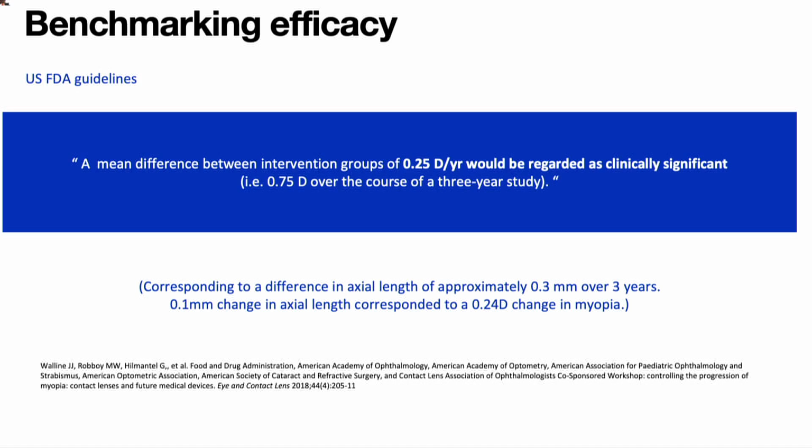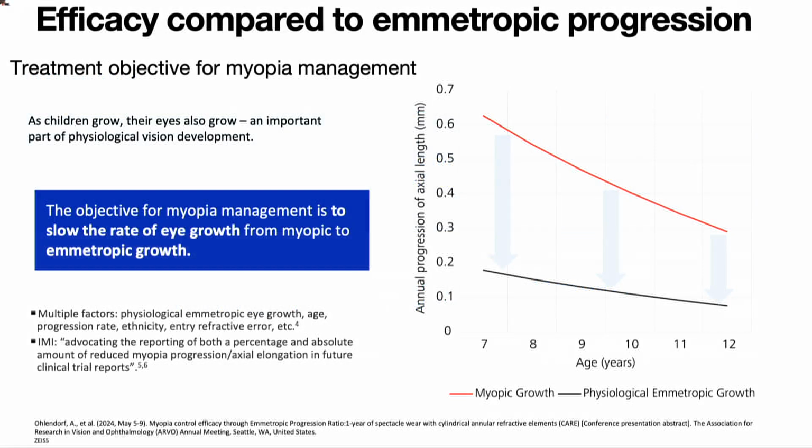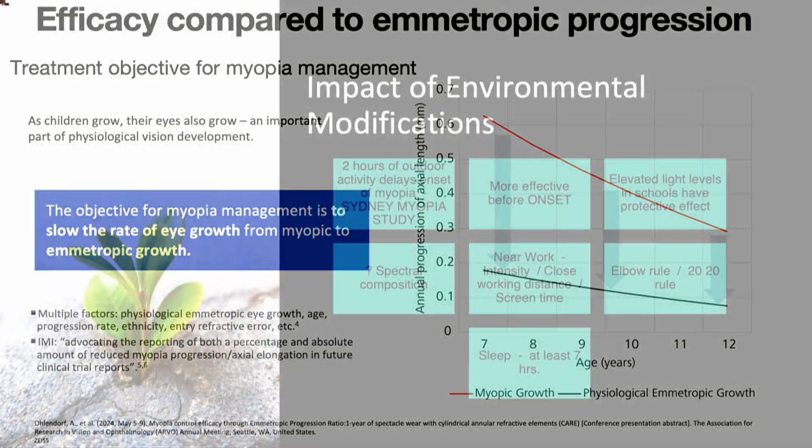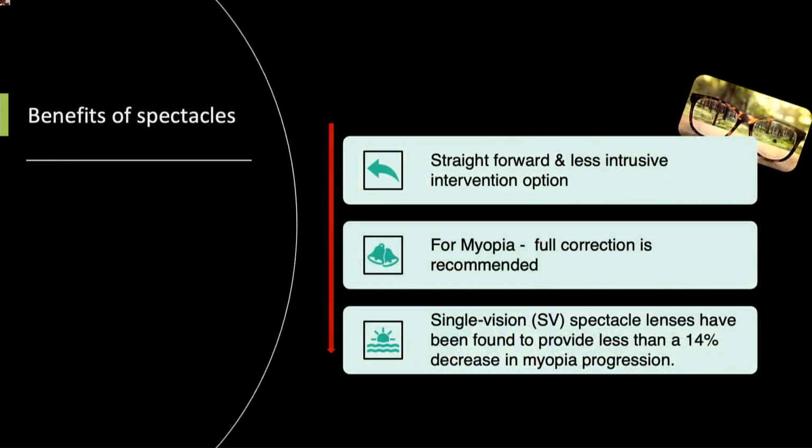To benchmark the efficacy of any treatment, a difference of 0.25 diopter per year between the intervention groups is regarded as clinically significant. The treatment objective is to slow the rate. Definitely it is not going to stop the eyeball from growing, and you need to impress this upon the parents, because it is going to make it the same as emmetropic progression. There definitely is going to be a power change. Because they are investing so much doesn't mean that they are going to maintain the same glasses for 3 or 4 years. That is impossible. The impact of environment has already been said.